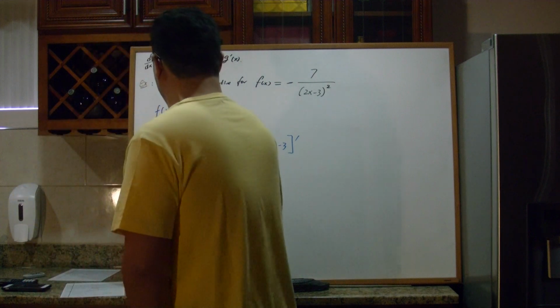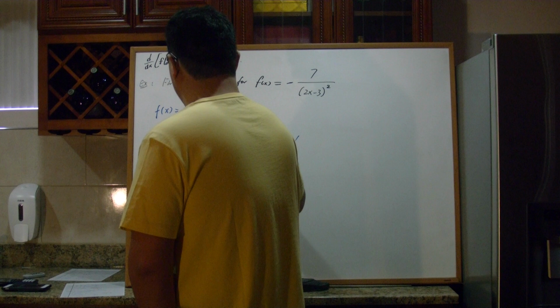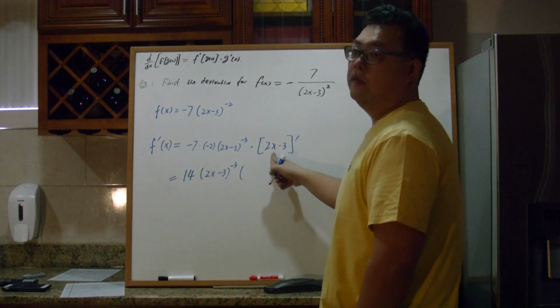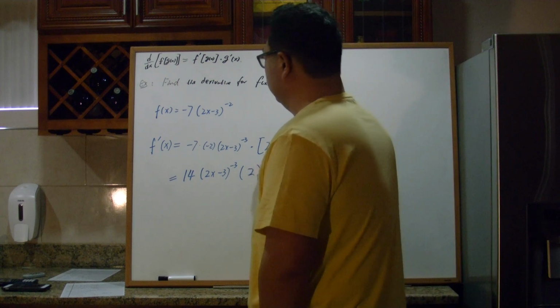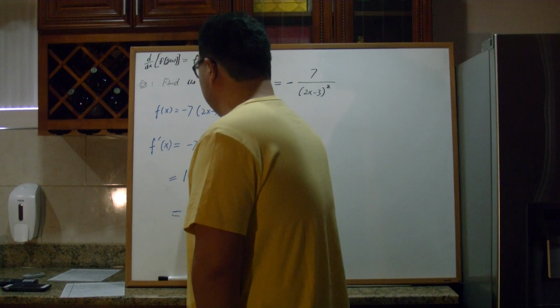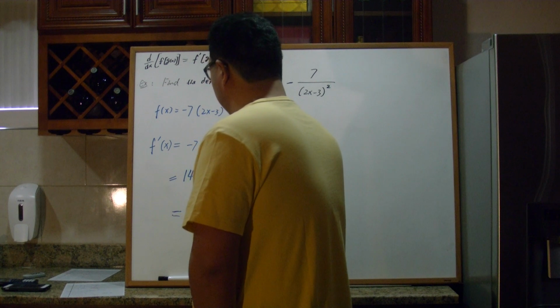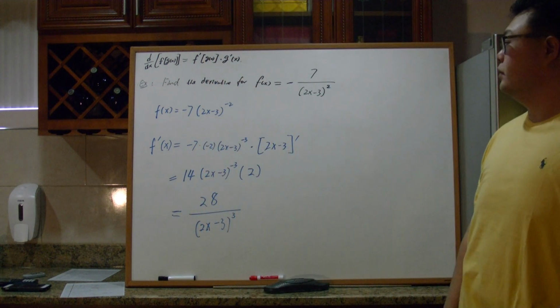So we get 14 times 2x minus 3 to the negative 3 multiplied by the derivative of 2x, which is 2, and the derivative of negative 3 is 0. At the end we get 28 over 2x minus 3 cubed. And that's what we have.